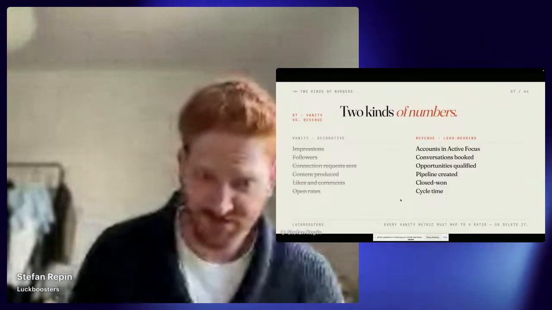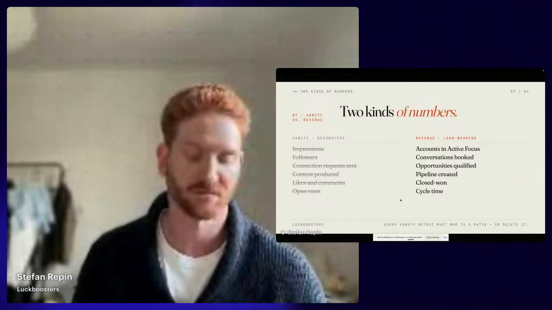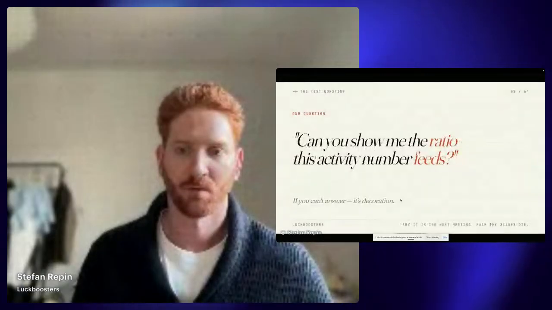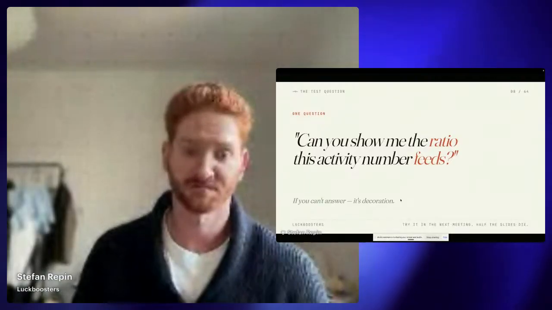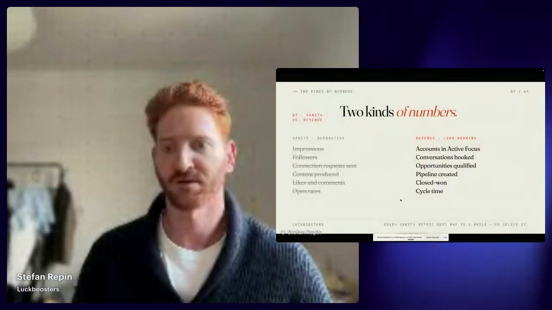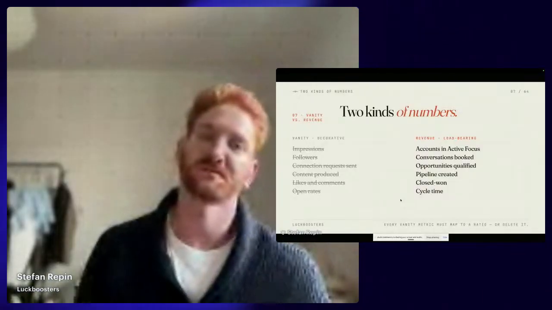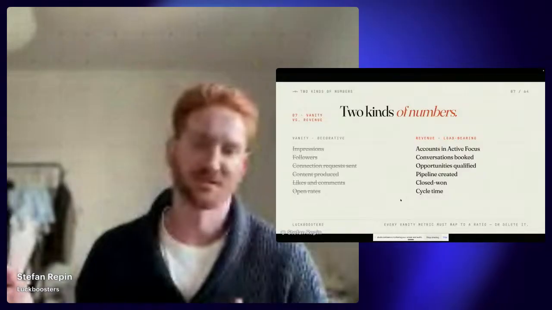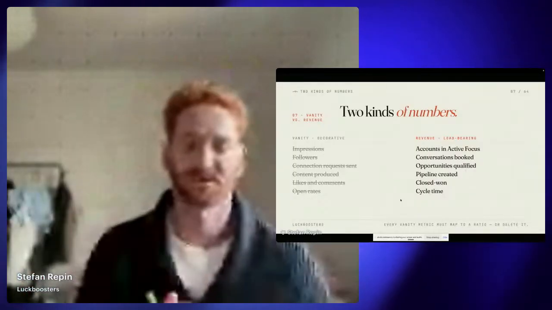Closed won. So these are closed won opportunities. Cycle time. By cycle time, I mean the time it takes you to close a lead, an opportunity. Can you show me the ratio of how this activity number feeds in? If you cannot answer this question, it is a decoration. Any activity you did in the previous slide, impressions, followers, should ideally lean into a conversion rate between these vanity decorative numbers, which you're going to get anyway in marketing, and your revenue. You have to take from the one into the other.